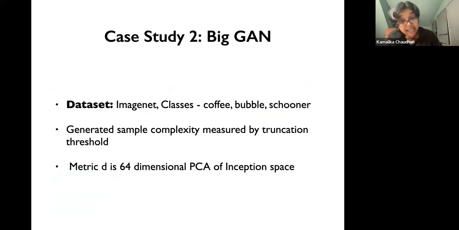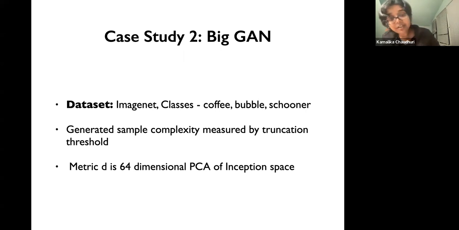The second case study that we did was on BigGAN, which is a very big generative model. I don't have the resources to train BigGAN, and nobody in my group does either. So we took a pre-trained model and looked at 3 classes. Two of these are the default classes if you download BigGAN in PyTorch, Coffee and Bubble. And the third is a random class which has an object in the foreground, Schooner.